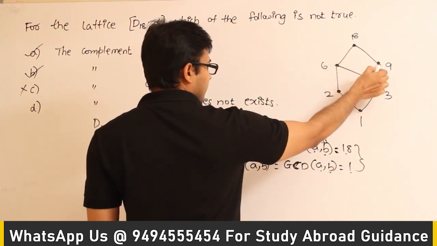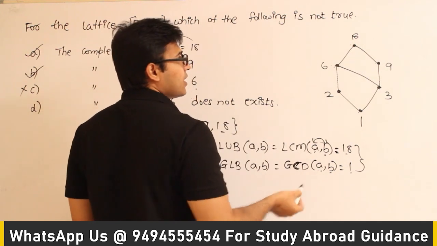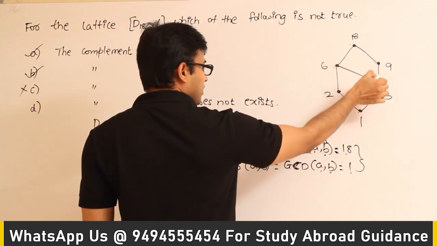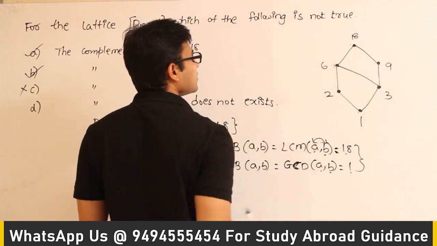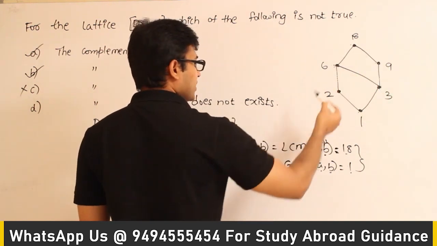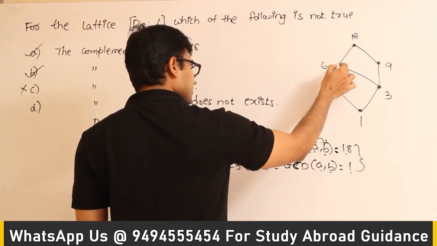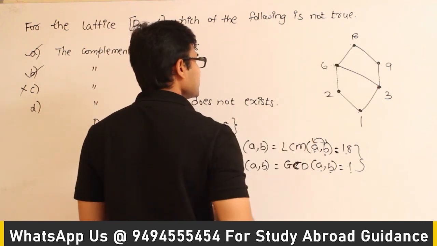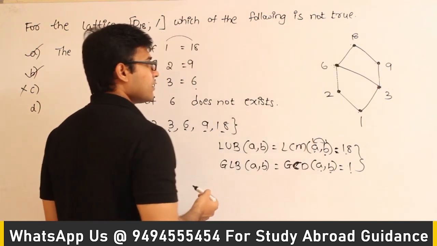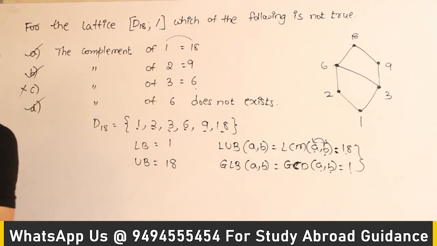6 and 9, the least upper bound, LCM, is 18, yes, but then the greatest lower bound, GCD, is 3, and it is not 1. That is why 6 and 9 are not complements, and again 6 and 18 are also not complements because the greatest lower bound is going to be 6, not 1. That is why 6 does not have any complement. So D is also true. So the only statement which is false is C.